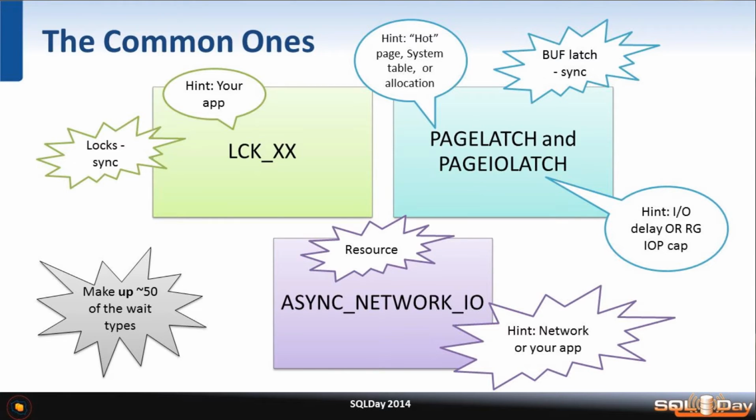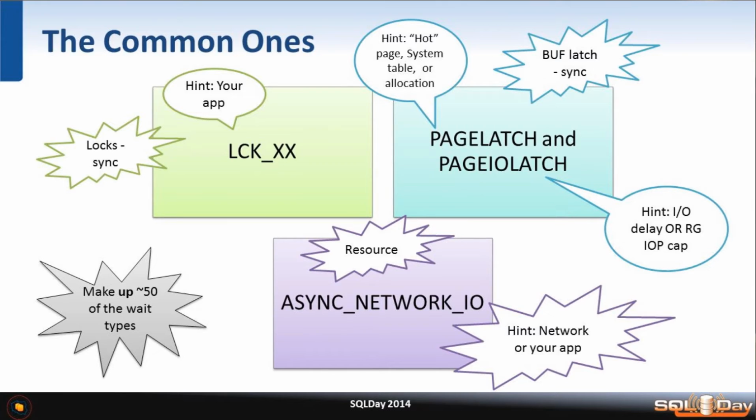Page latch and page IO latch are also synchronization wait types. Although page IO latch, which we'll talk about later this afternoon in the discussion on latches, can indicate a situation with a resource like IO. If you see a page latch becoming a bottleneck for you, it's usually some sort of hot page scenario, a page in your server that's being contended a lot. A good example of that is tempdb. If it's a page IO latch, it's typically some sort of IO delay, although notice you have this new concept called resource governor IOPS cap. You can do a resource governor IO cap in your system now, and this number could appear slightly inflated and may not be a disk issue if you're using something like IO governance.